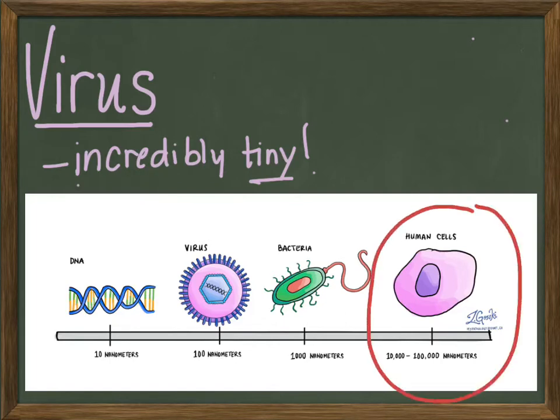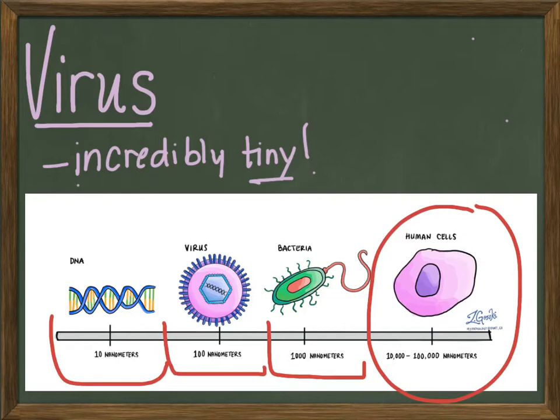This is a human cell, and human cells range anywhere from 10,000 to 100,000 nanometers wide and tall. They're pretty darn small. You can't see them with the naked eye, but you can with a microscope. Bacterial cells are a whole lot smaller than human cells. They're usually only around 1,000 nanometers wide or long. And viruses are 10 times that small, just 100 nanometers across. To give you an idea, that's just 10 times bigger than a piece of DNA.